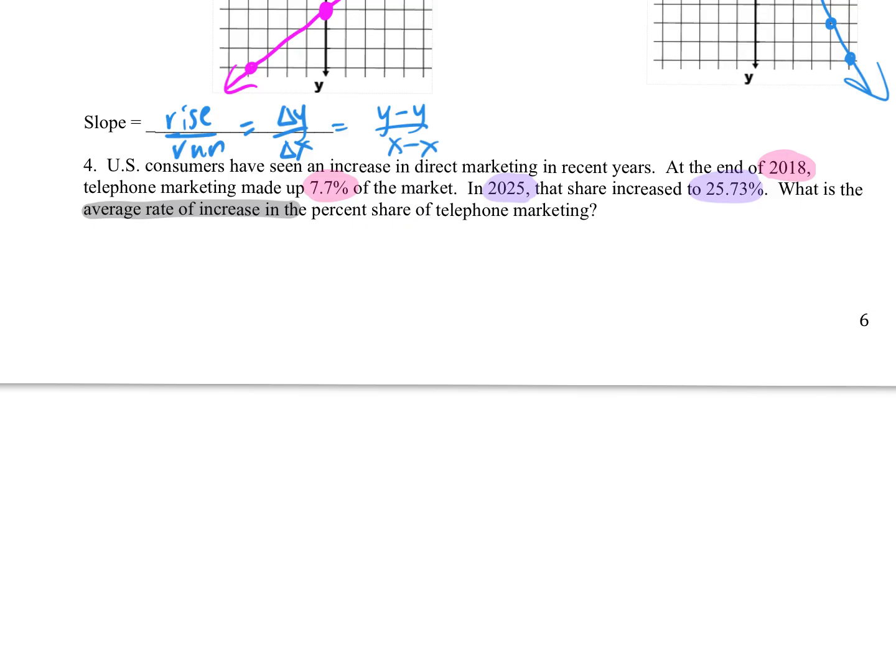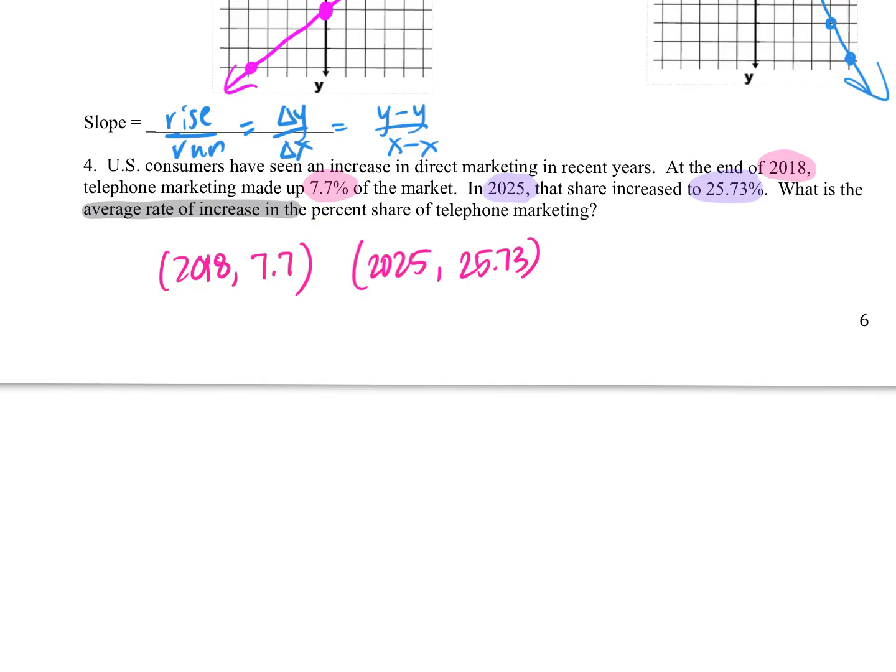I cannot control the time. In 2018, because if I could, I'd go back to that little girl's math teacher and I would change that class for her. In 2018, it was at 7.7%. What's my other coordinate? 25.73%. And they're asking how much this is going up every year.